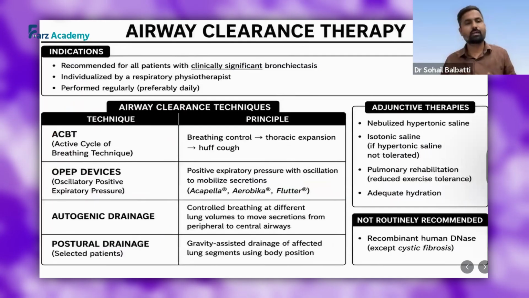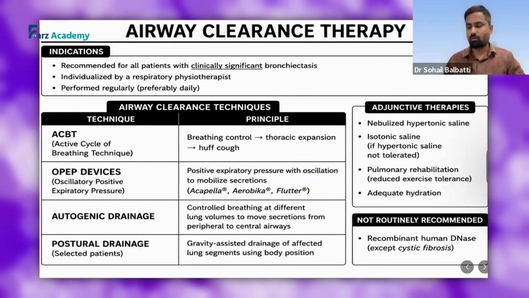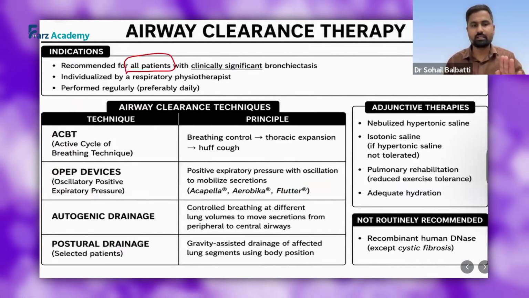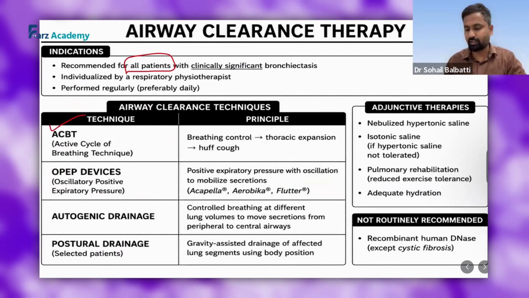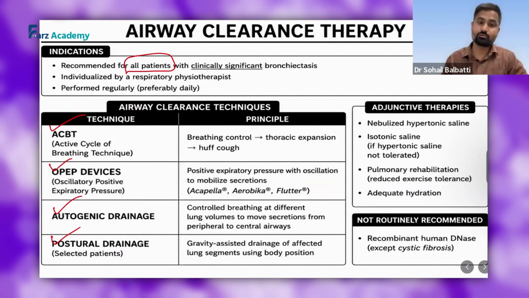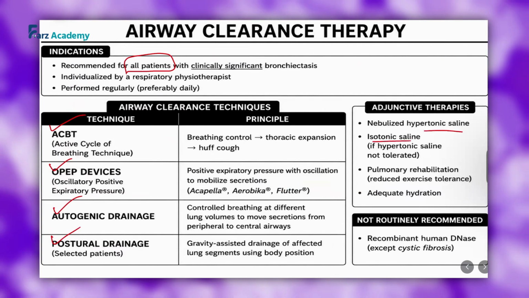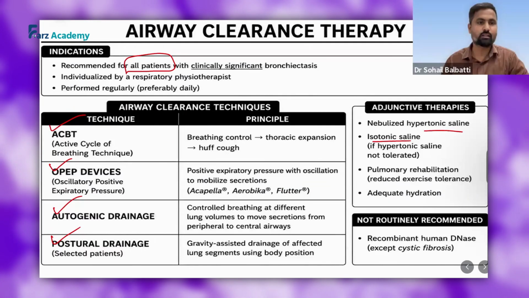So airway clearance therapy, as I mentioned, is recommended for all patients. Whenever you see any bronchiectasis patient, you have to advise airway clearance therapy. These are the techniques of airway clearance, and the drugs used for airway clearance are hypertonic saline and isotonic saline. We do have other molecules like ambroxol or N-acetylcysteine in nebulized form that can also be used.